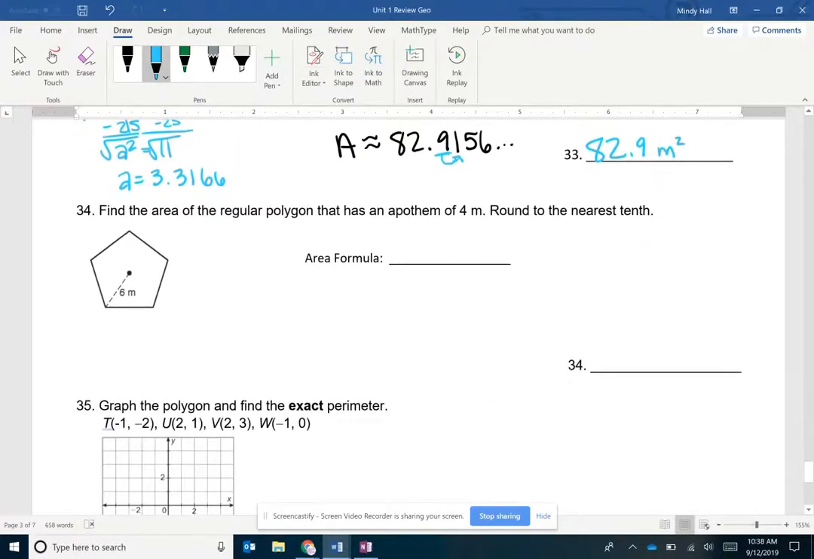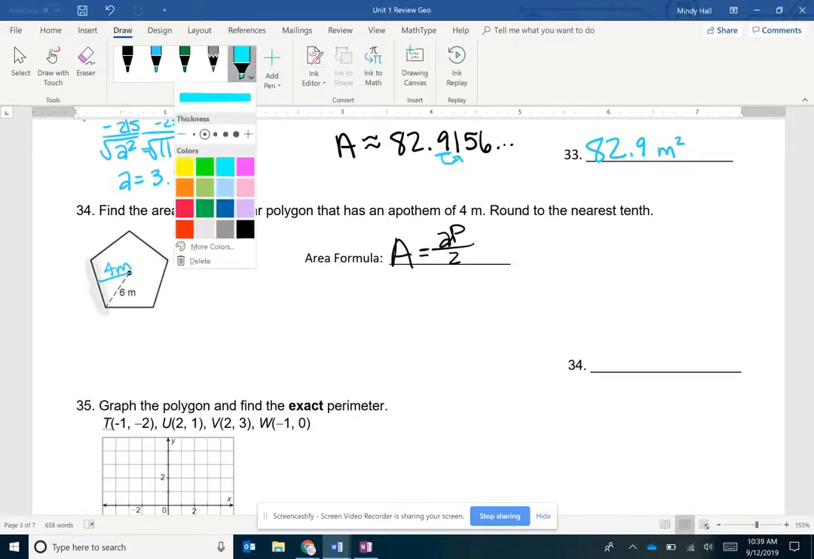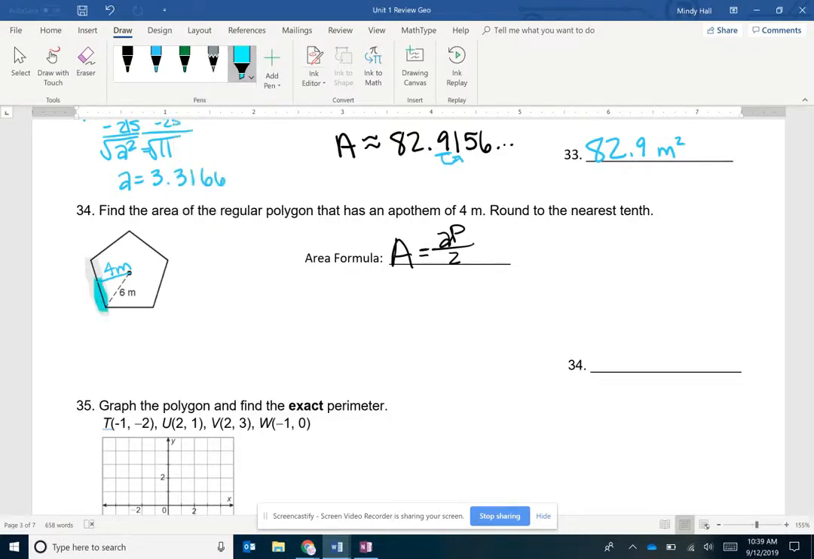So for 34, it's still going to be the same formula. It's still the apothem times the perimeter divided by 2. But this time, I am not given a side length. I am given my apothem. So I'm actually just going to draw it in. My apothem in this case is 4 meters. But I need to know what the heck is my full side length. Now, the problem with this is that when you do Pythagorean theorem, it's only going to give you the blue highlighted part I just did.